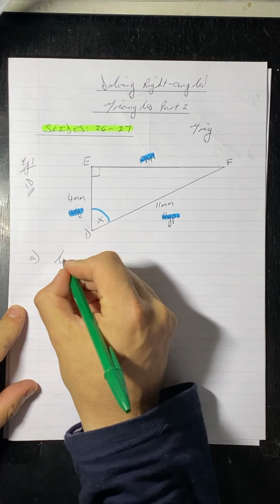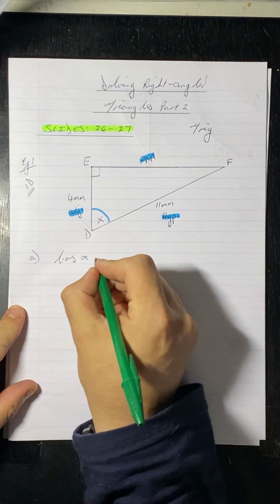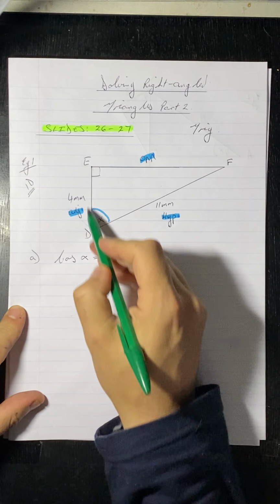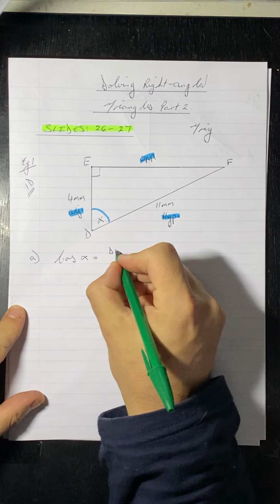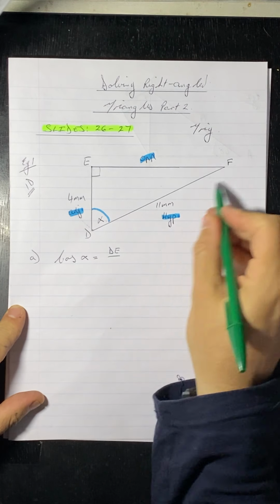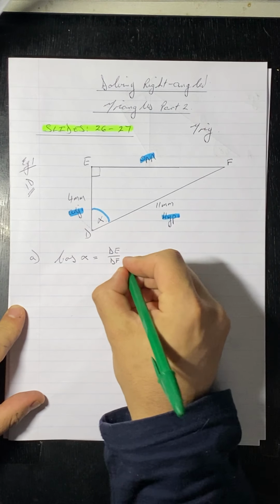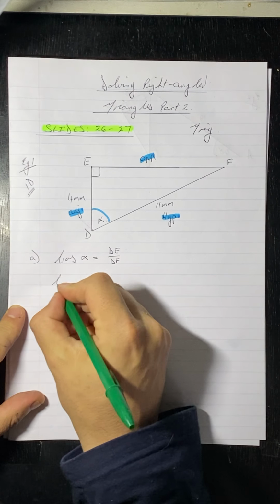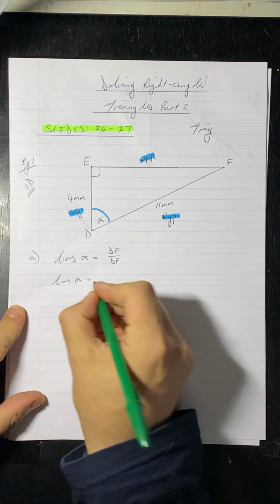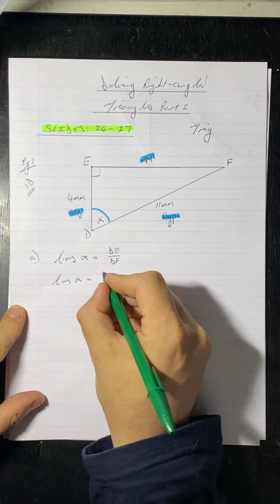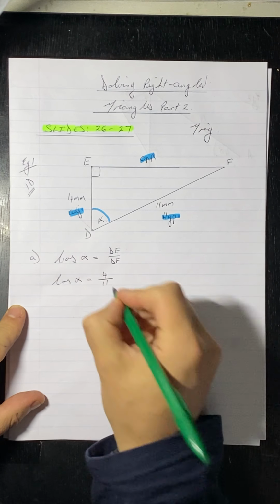So the one that has the combination of adjacent and hypotenuse is cos. So we know that cos alpha would be equal to the adjacent side, which is DE, over the hypotenuse side, which is DF. Just fill in our values now. So we get cos alpha is equal to 4 over 11.